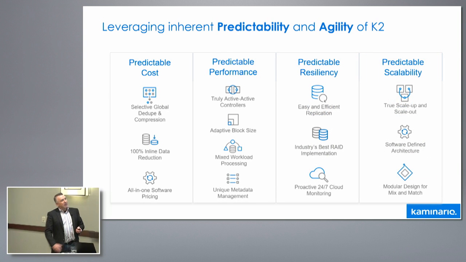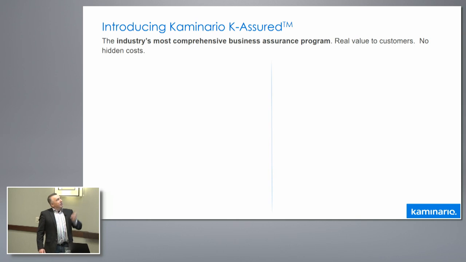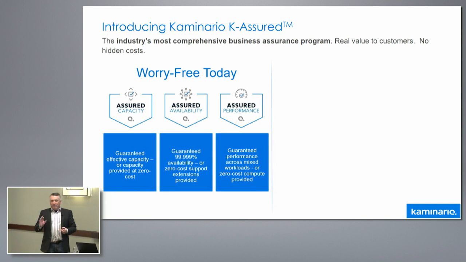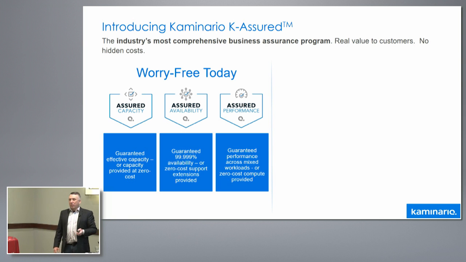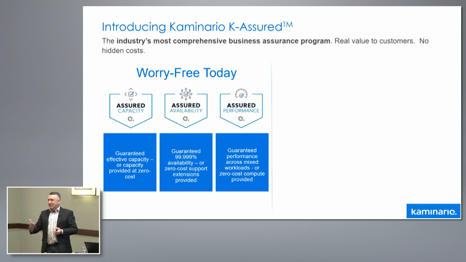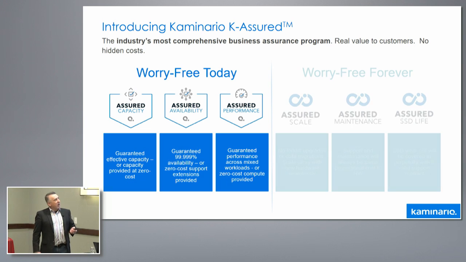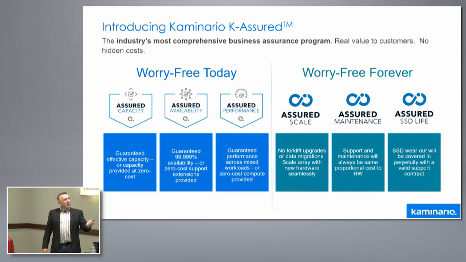Resiliency, I think we covered. Scalability, we covered. One of the things we've done is become so confident in our system that we came out with this assured program. We guarantee these things to you. As you're going through capacity, availability, performance, we guarantee them. The sales team will come in and talk to you about them and say, this is what we guarantee. Very aggressive. We're trying to make sure you understand that we're in this with you together, and we're not going to leave you alone. Same thing with worry-free forever. Not just what we have today, but scale.